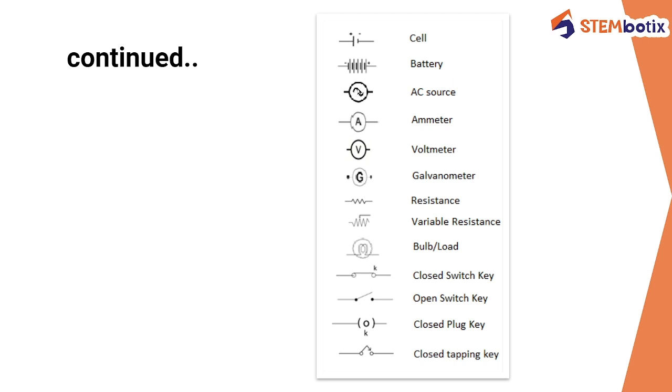This is a sinusoidal wave inside this round, hence it is an AC source. This A means this is an ammeter, this V means this is a voltmeter, this G means this is a galvanometer, resistance, variable resistance, bulb or load, this is a closed switch. And here the path is open, hence it is an open switch key, where the path is closed, hence it is a closed switch key. This is a closed plug key and this is a closed tapping key.